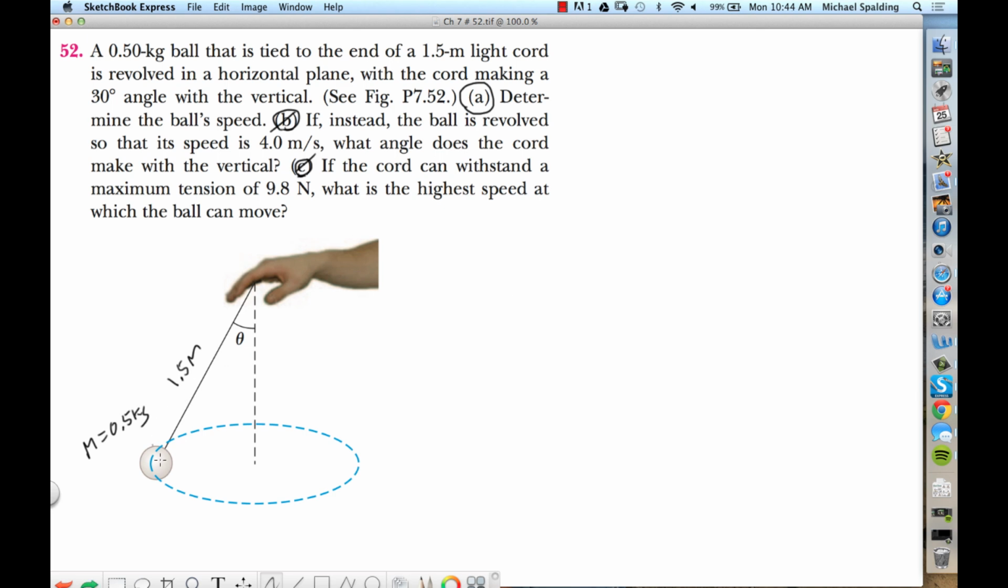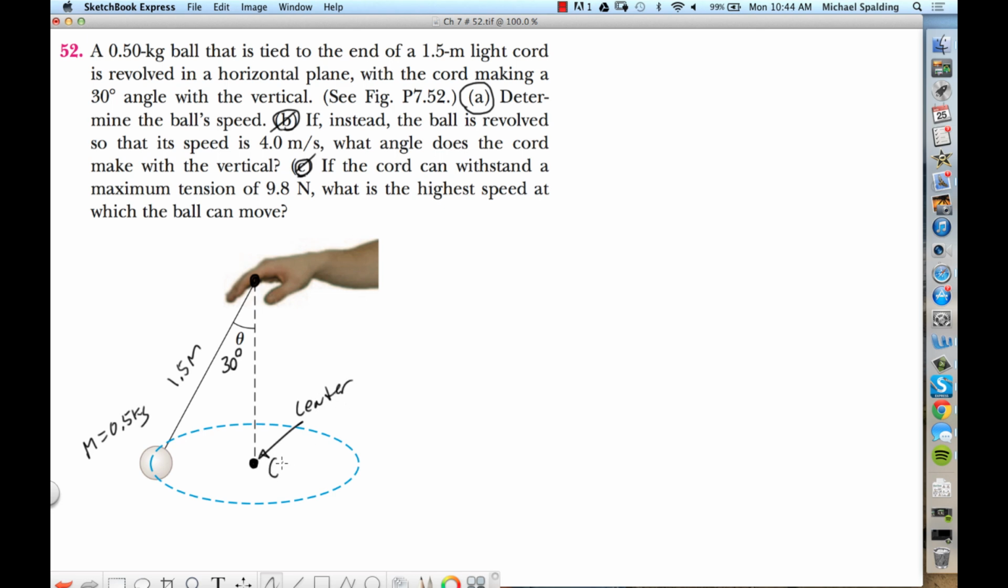Okay, what else do we have here? The length of the string is 1.5. This theta right here is 30 degrees. Theta is 30. And what else do we have? I think that's it. Okay, what's the radius of this circle? The center of the circle is right here, this dot right there. This mass is rotating around in a circle. The center of the circle is not the person's hand. That's not the center. The center is right there.